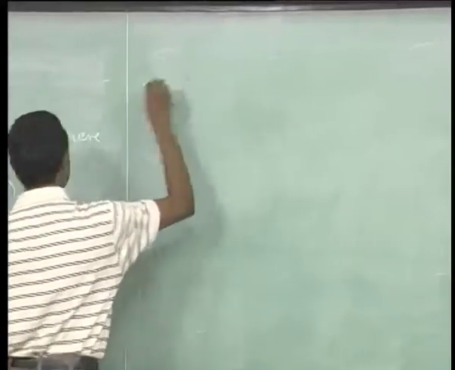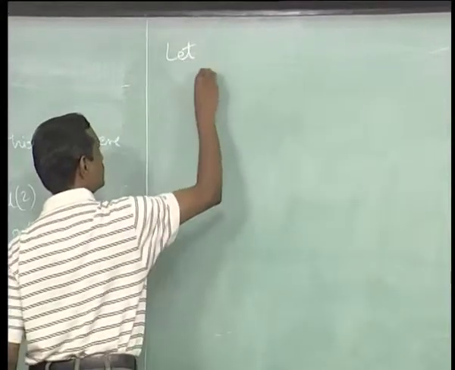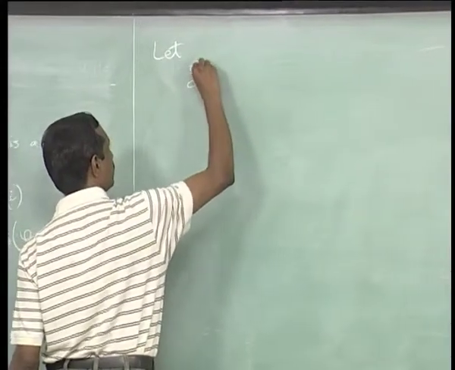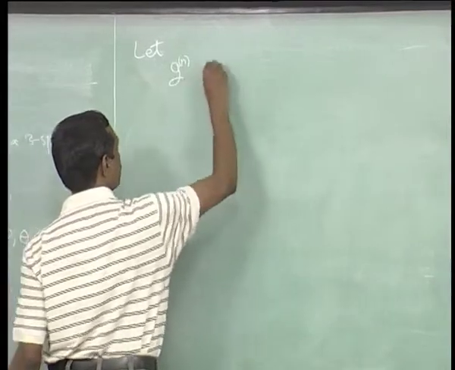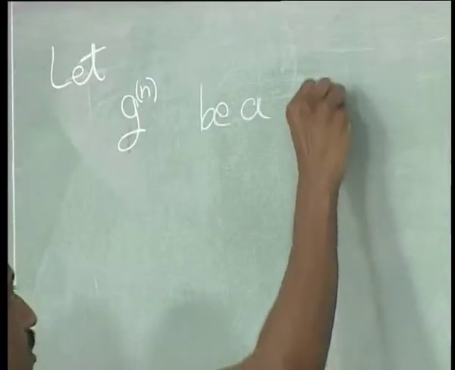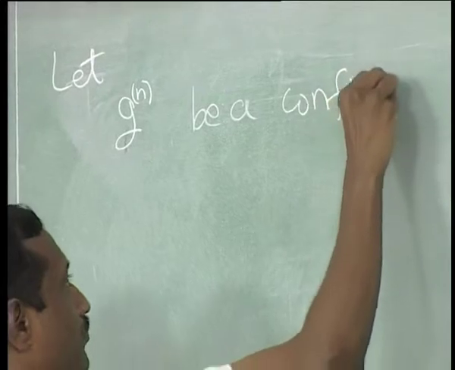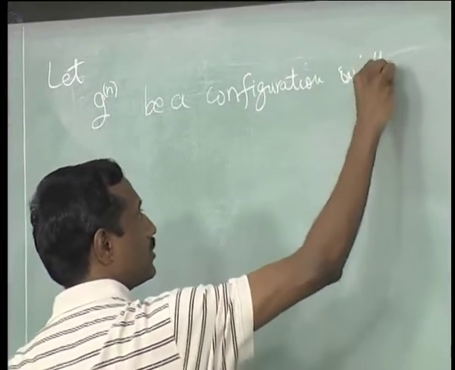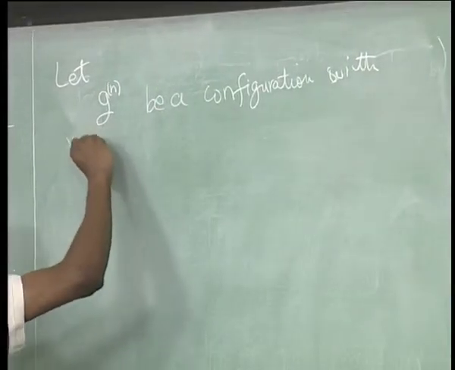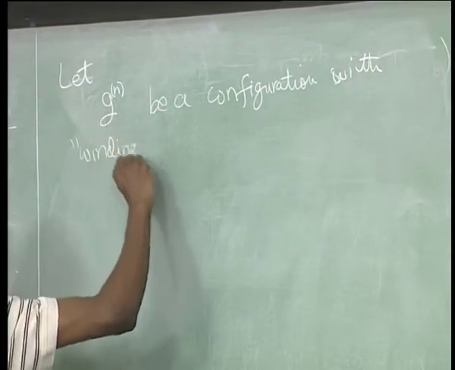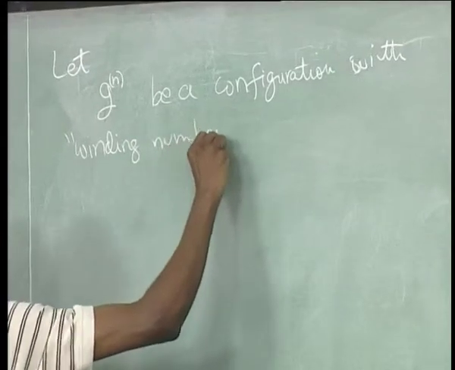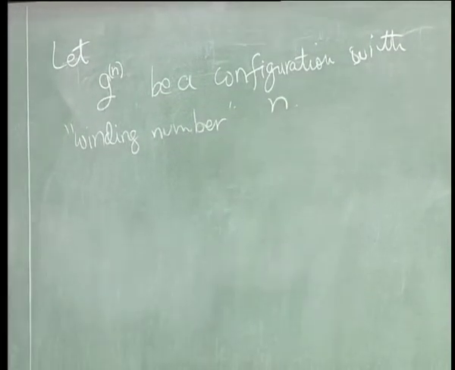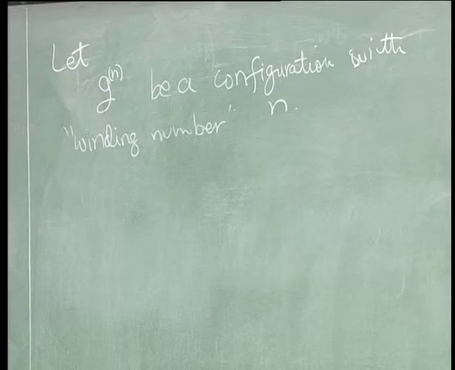So, let us write something like this, G of some n, be a configuration with, we have to define this thing, I will just call it winding number N. So, whatever is this integer n. Yeah. So, this is why we end up soldering internal and space time. Yes, exactly. That is where soldering comes.